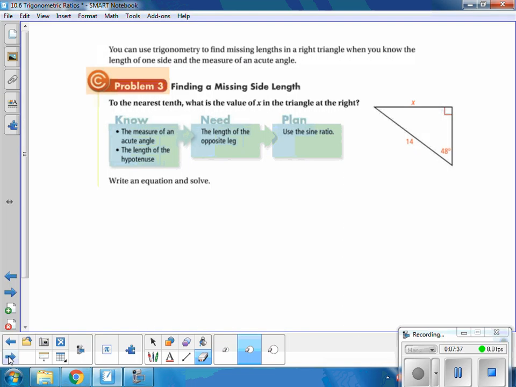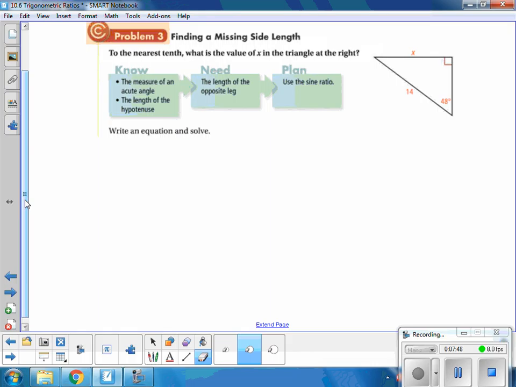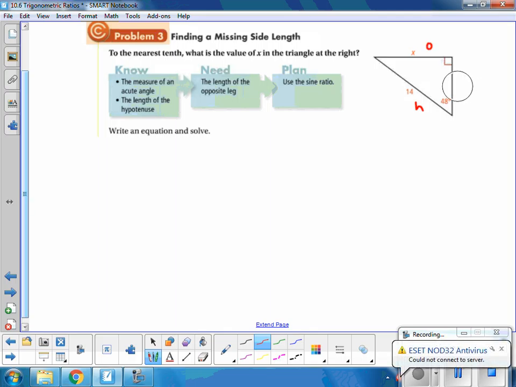All right, you can use trigonometric ratios to find missing lengths of a right triangle. I want you to play around with this a little bit. Let's see, write an equation and solve. So let's look at what we know. Okay, if we're working off of the 48, we know this is my hypotenuse, we know this is the adjacent, and we know this is the opposite. And we're going to use those things to get us our direction.